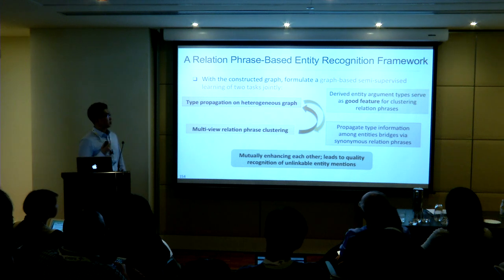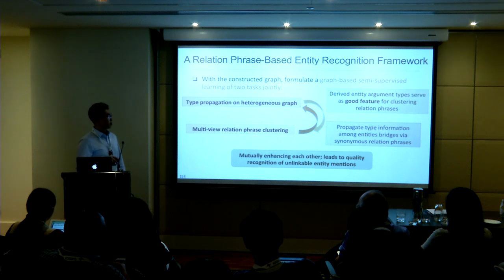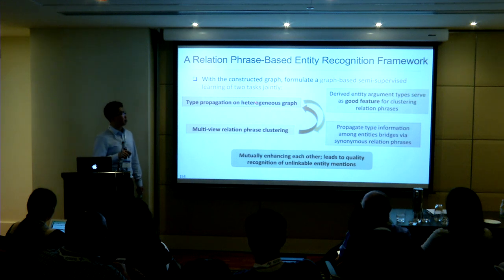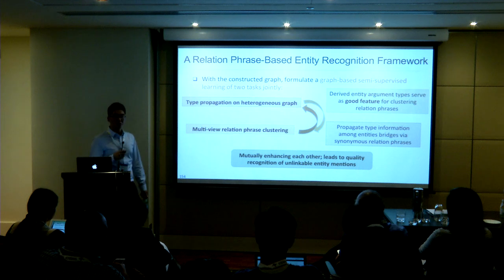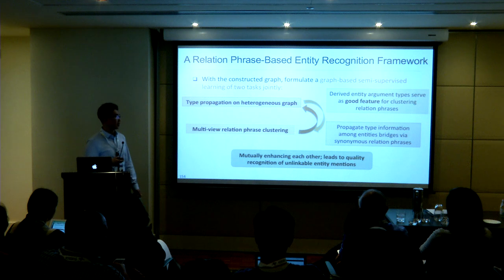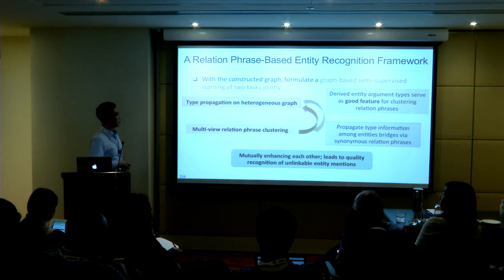So for the technical part, we actually argue that the type propagation on the heterogeneous network is going to mutually enhance the process of clustering these relation phrases. Because if you can derive these entity types in moderate quality, they serve as features for clustering these relation phrases. On the other hand, if you can better group these synonymous relation phrases, they help propagate the type information among the entities, so then you have better entity types. These two processes, like a bootstrapping process, help each other and finally lead to good quality typed entity mentions.